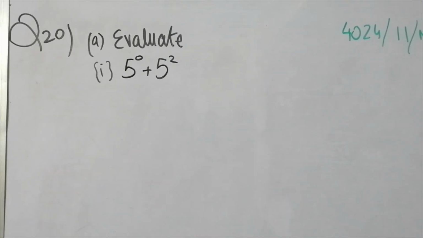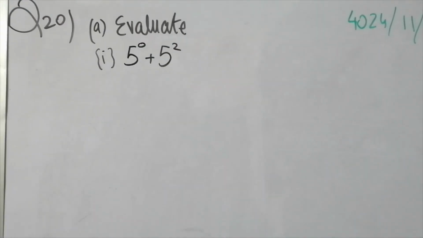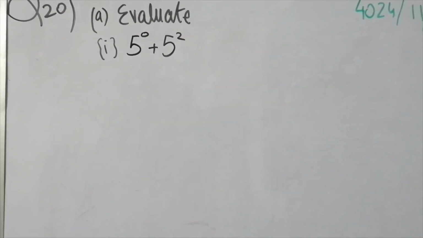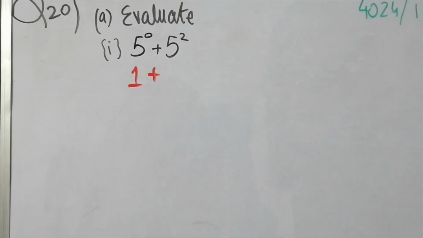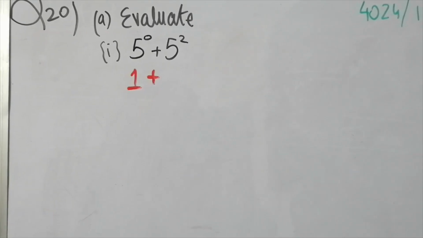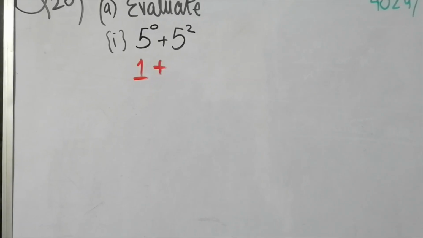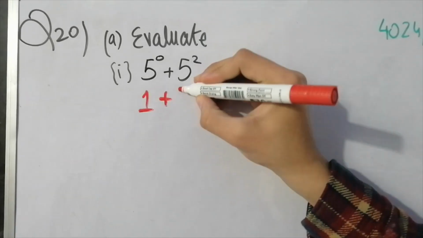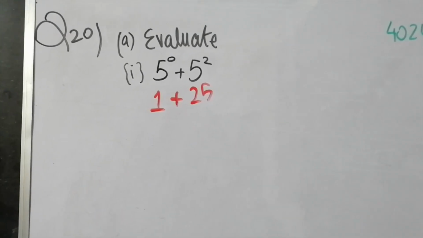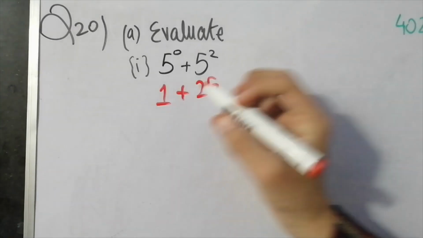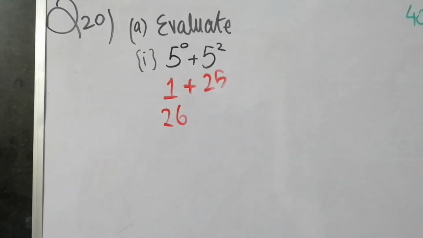So automatically, as we learned in the zero rule, we should write 5 power 0 as 1, because anything power 0 is 1. So this is 1. And 5 power 2 is basically 5 squared, which is 25. This is very basic math, and you need to know this. All the squares you need to know. There are certain powers that you need to know by heart. So 5 squared is 25, and 1 plus 25 is 26, and that's our answer to part 1.